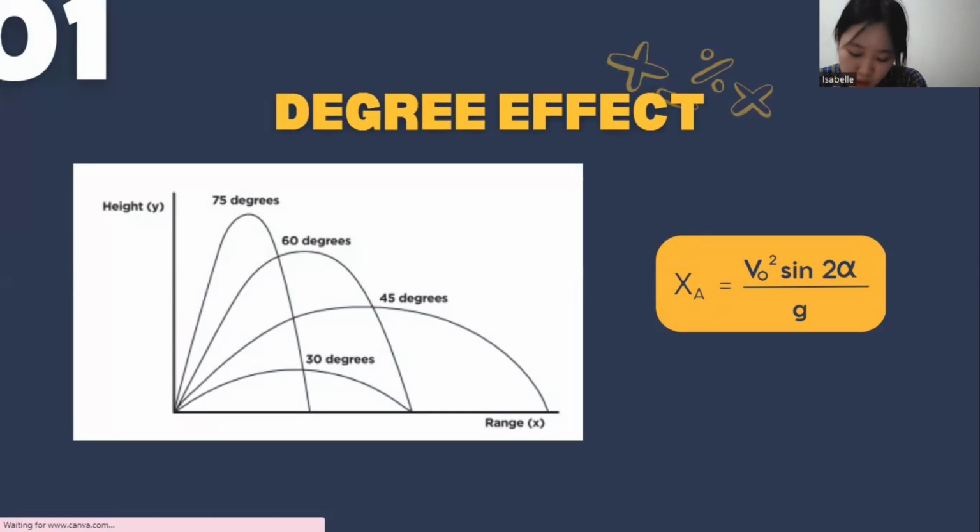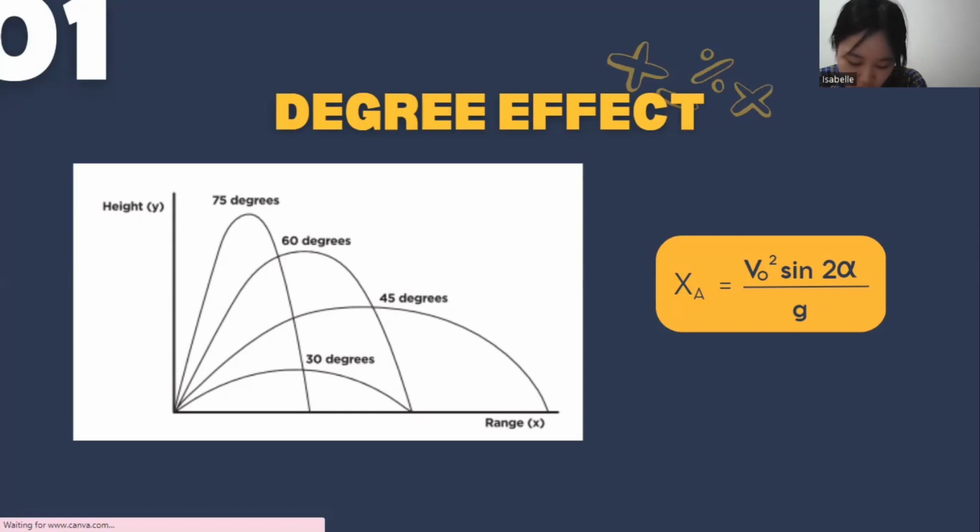For 60 degrees, the rocket flies, but not as high as at 75 degrees. The range is further than at 75 degrees. The 45 degrees is not that high, but has the furthest range. And 30 degrees has a short range and low height.